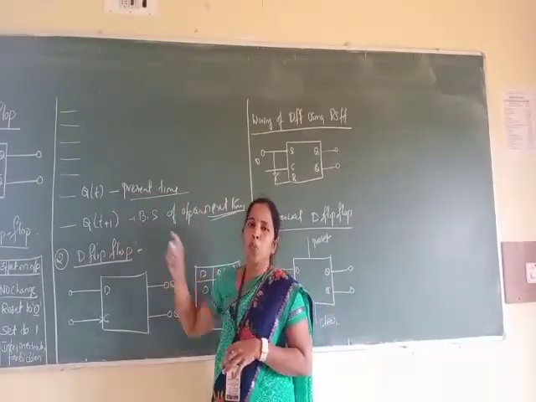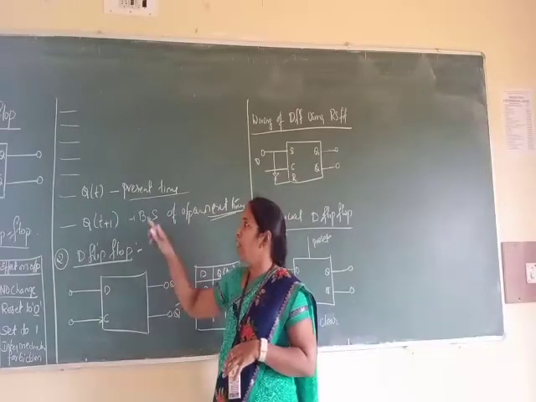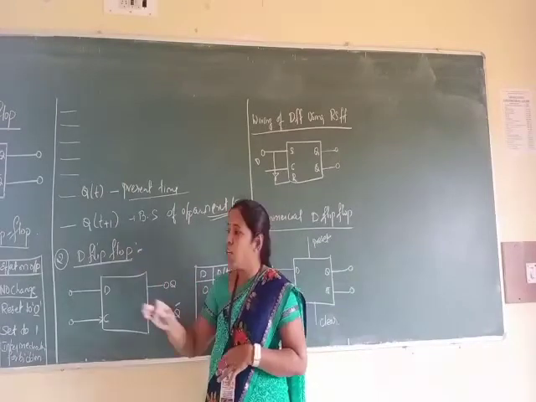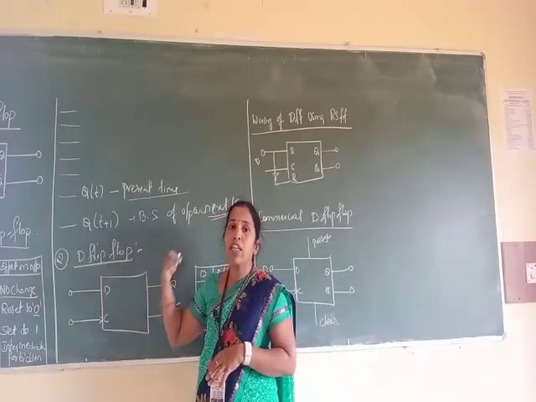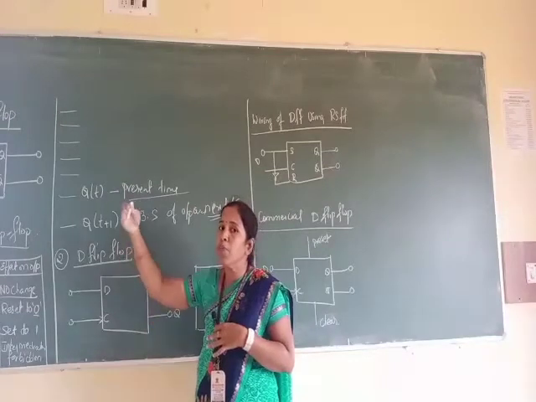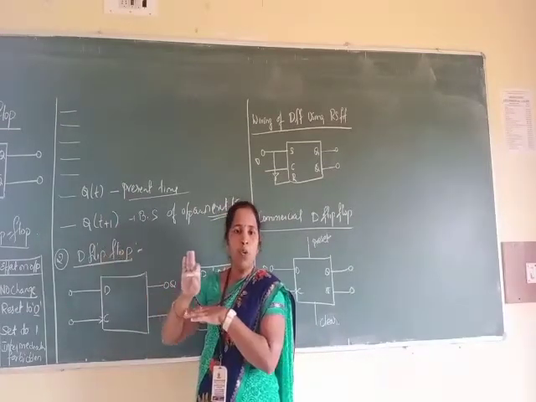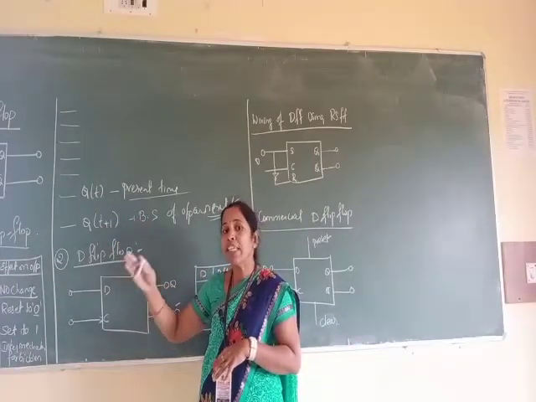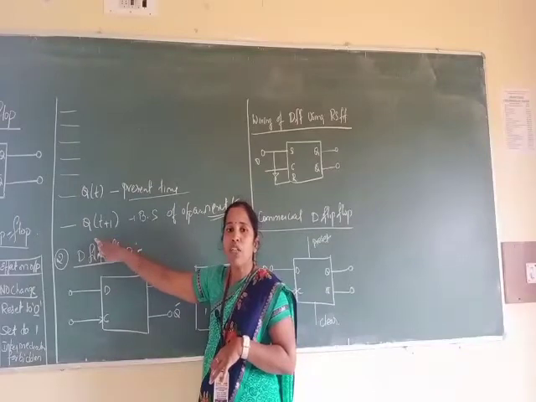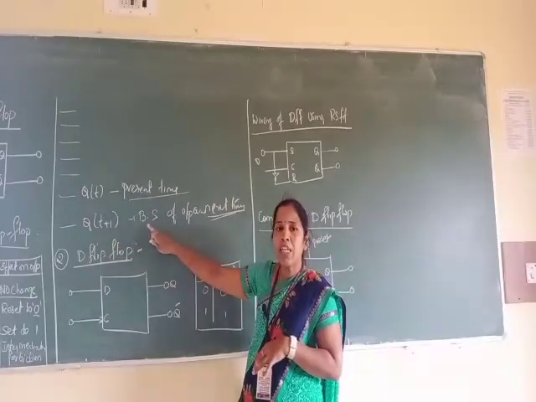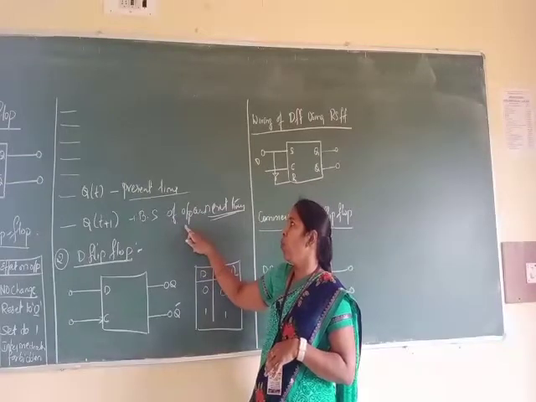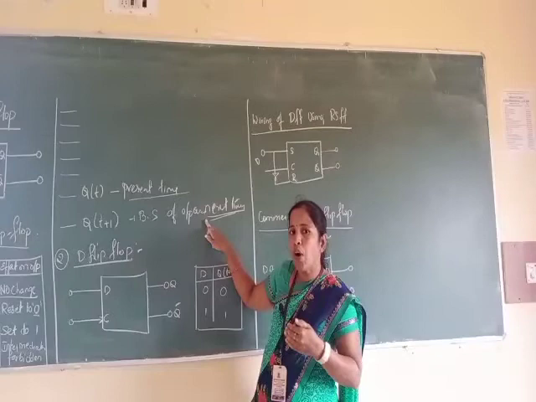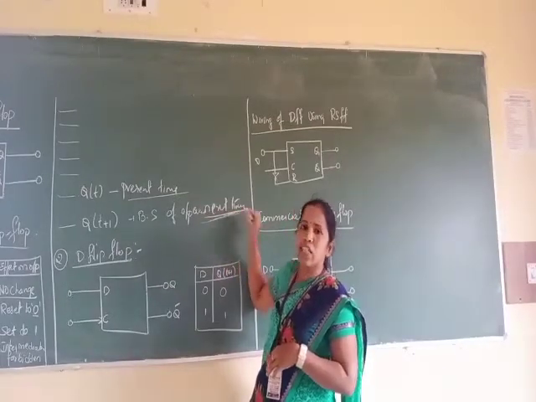So present time is nothing but the binary state of the output q at the given time. And q of t plus 1 is nothing but the binary state of the output q after the clock transition. When the clock transition moves from 0 to 1, you are moving to the next time. That is q of t plus 1.